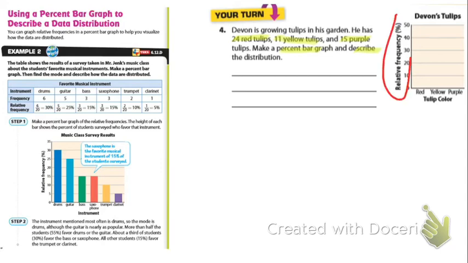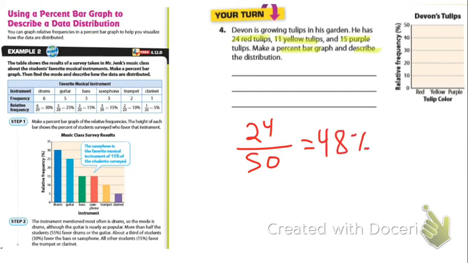Look at your y-axis and your x-axis here, because that's crucial. So first of all, how many total tulips does he have in his garden? He has a total of 50. Of those 50, how many are red? 24. So converting that into a percent, that is equivalent to 48%. Now, let me color code this here. That's the red.